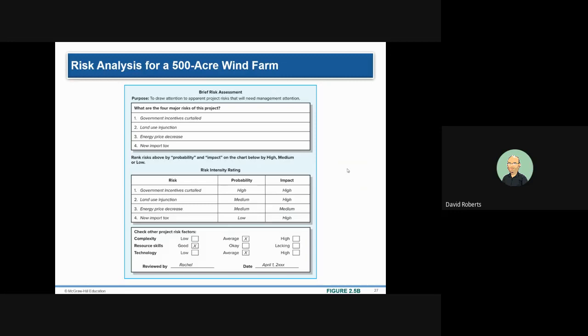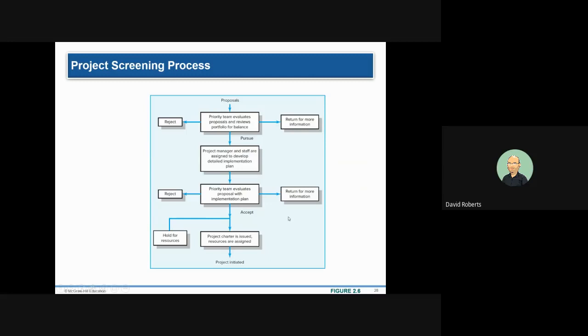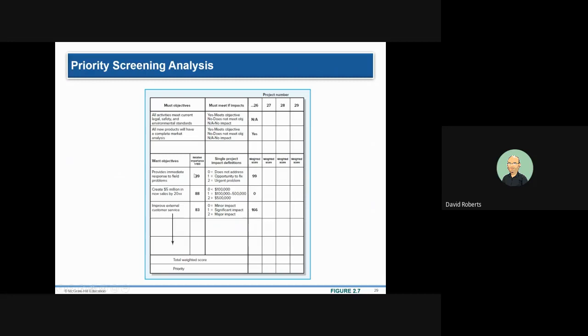So again, here's a screening process, and you can see quite often you can reject. And if it meets all of the criteria, you can accept it and invest in the project. Here's another additional model where you're talking about the importance and the scoring.